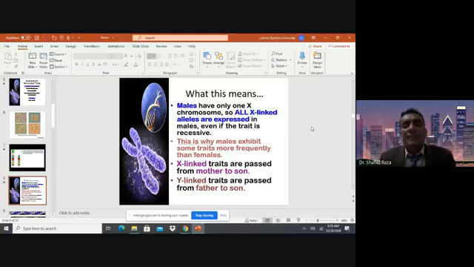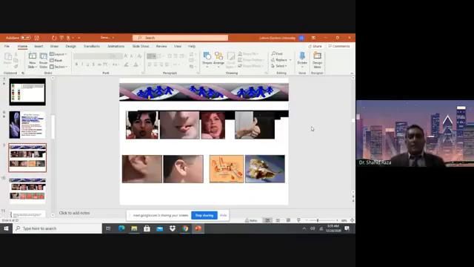Males have only one X chromosome, so all X-linked alleles are expressed in males, even if the trait is recessive. That is why males exhibit some traits more frequently than females. X-linked traits are passed from mother to son, and Y-linked traits are passed from father to son. Here we can see different kinds of disorders in these pictures.